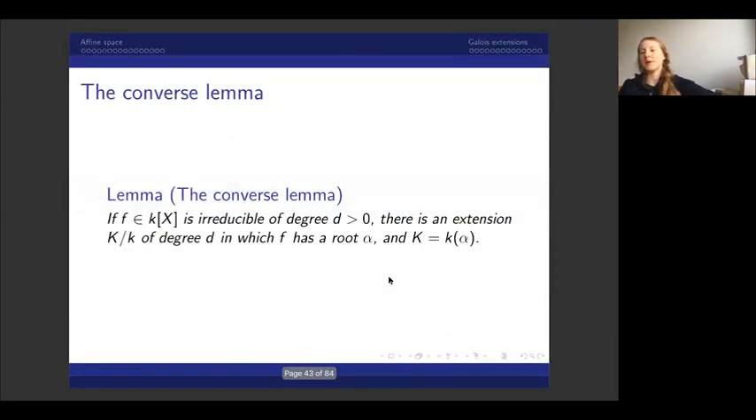So this was what I wanted to say about this lemma. And as I said previously, we have this converse version. The converse version states that if f is a given irreducible polynomial of some given degree d, there exists an extension, capital K over small k, of degree d, in which f has a root alpha, and you can write capital K as small k of alpha. So this is really the converse. Now you start with a given polynomial f which has some properties: irreducibility and a degree greater than zero. The extension of degree d is what you want to prove. This is what we are going to prove now.